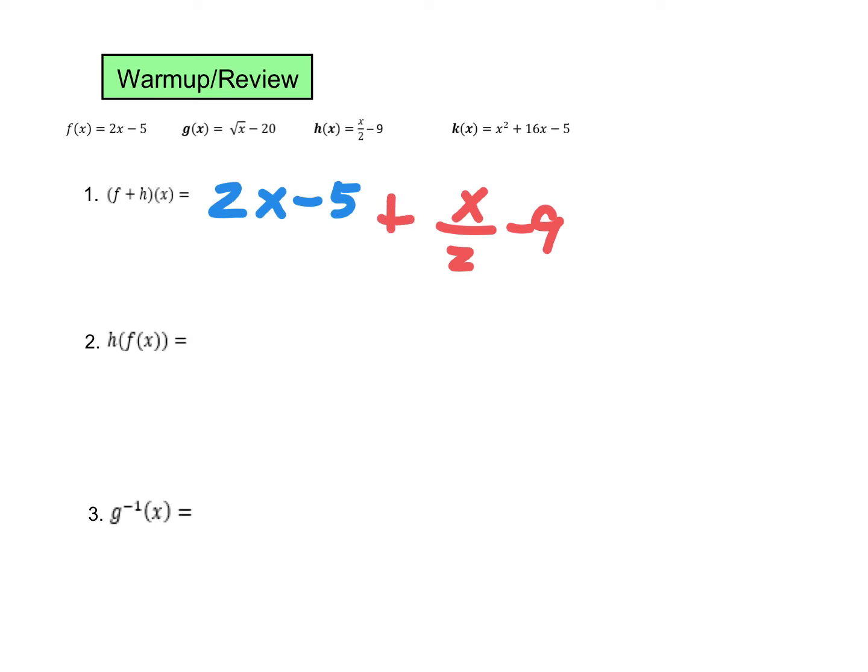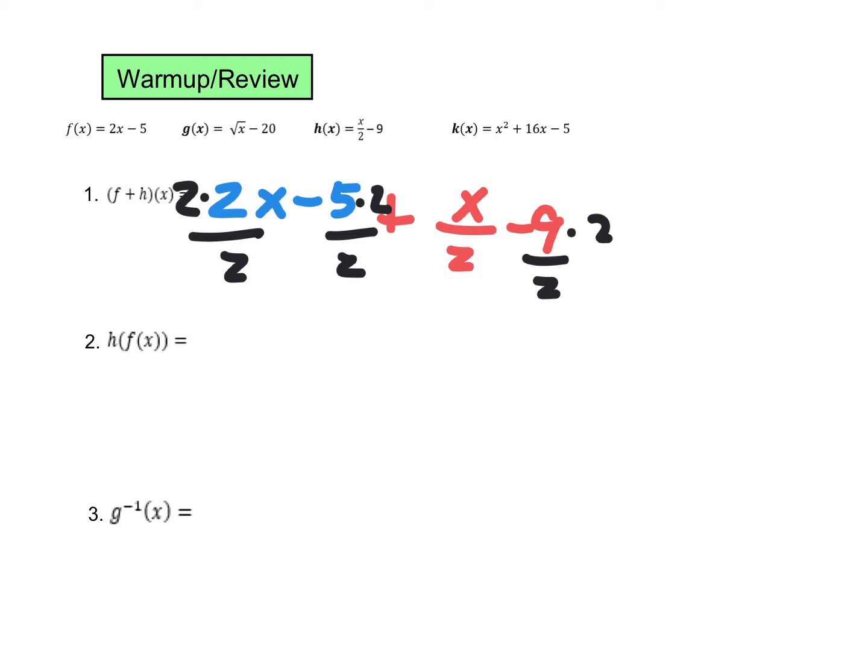Now, I need a common denominator. So, to get a common denominator, I have to get everything to have a denominator of 2. I can't just divide by 2. That's totally different. But I can times by 2 and divide by 2 at the same time. Times 2 divide 2. Times 2 divide 2. Because you can times by 2 and divide by 2 at the same time. That makes it just like you're multiplying by 1.